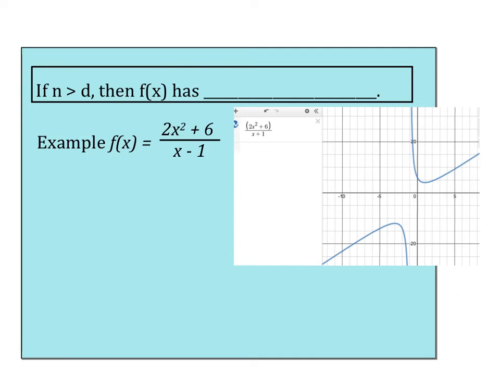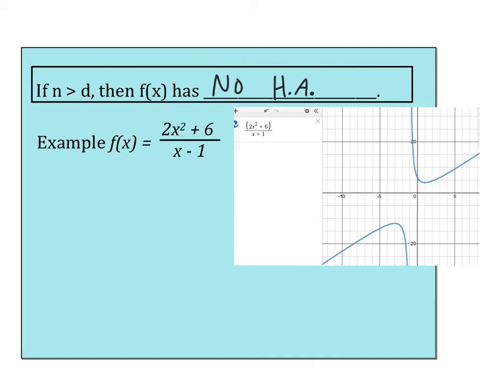Okay, let's take a look at another example. Example 2. The second possibility is if the numerator has a higher degree than the denominator, like this one does. If that happens, then the function has no horizontal asymptote.